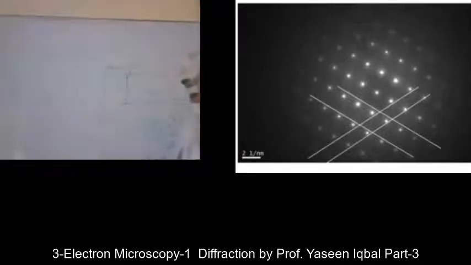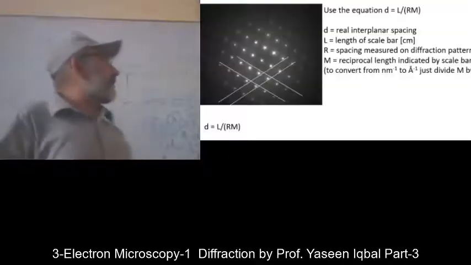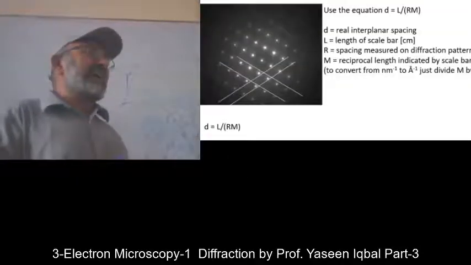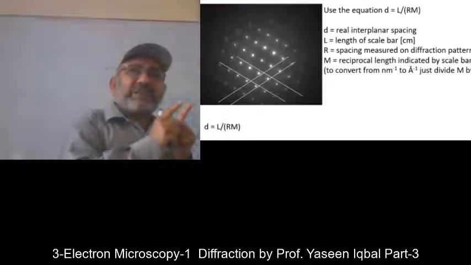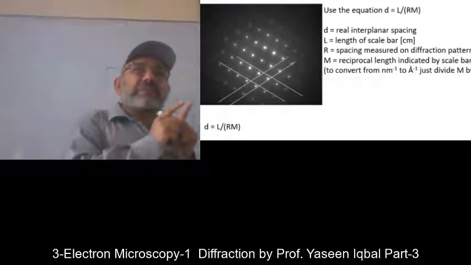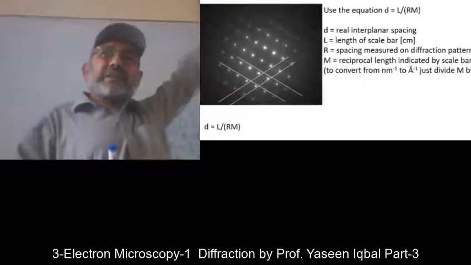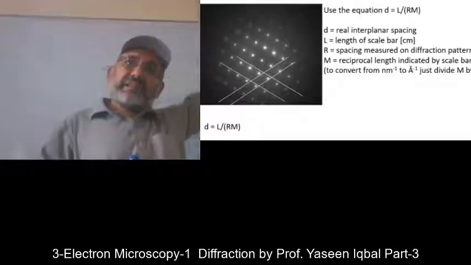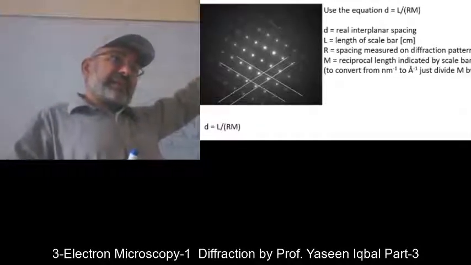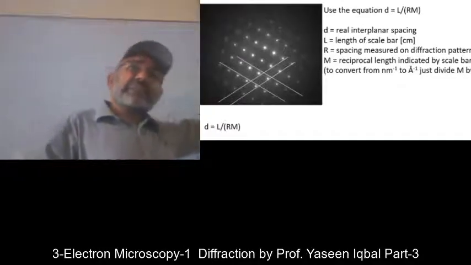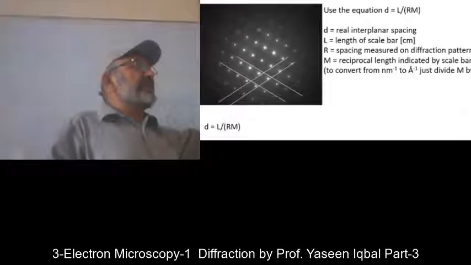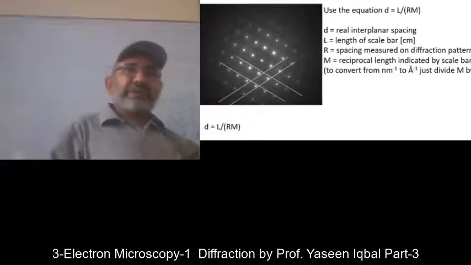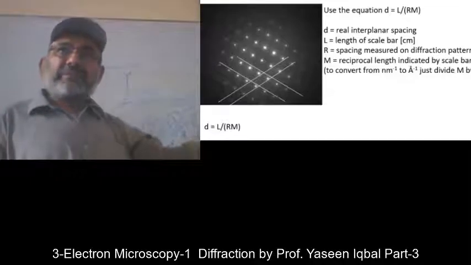And R is the spacing measured on the diffraction pattern. On the diffraction pattern, one will easily say to measure the distance between two spots. But there the accuracy will not be that much. So I select 5 or 10 spots and measure the distance between the first and the last, right? And when I measure them exactly, then I divide by the number of spaces. So it gives me a relatively more accurate distance between the diffraction spots.